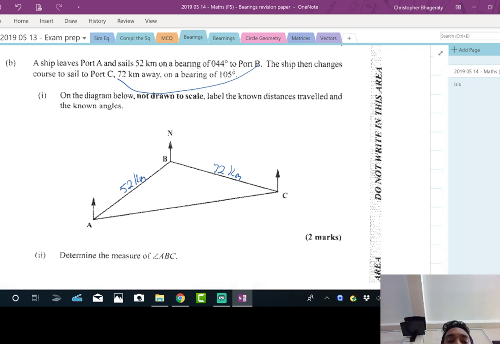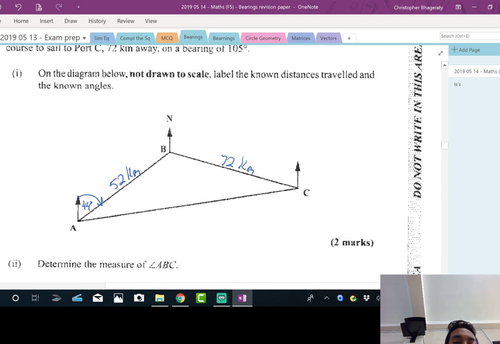Let's go on to the bearings now. Port A to port B is on a bearing of 44 degrees. Let me zoom in a little bit so I don't have to write so small. So 44 degrees, and we put the angle. If you want to put your 0 inside it, that's cool. I just don't have too much space, so I'm trying to conserve space.